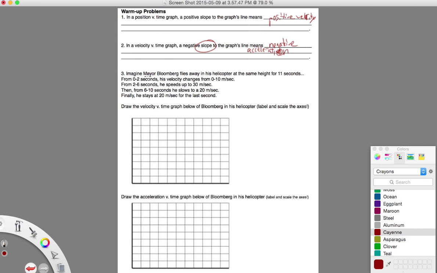Now let's go on to the next problem. I'm going to use a different color. I'm not a fan of cayenne. I'm going to use clover.